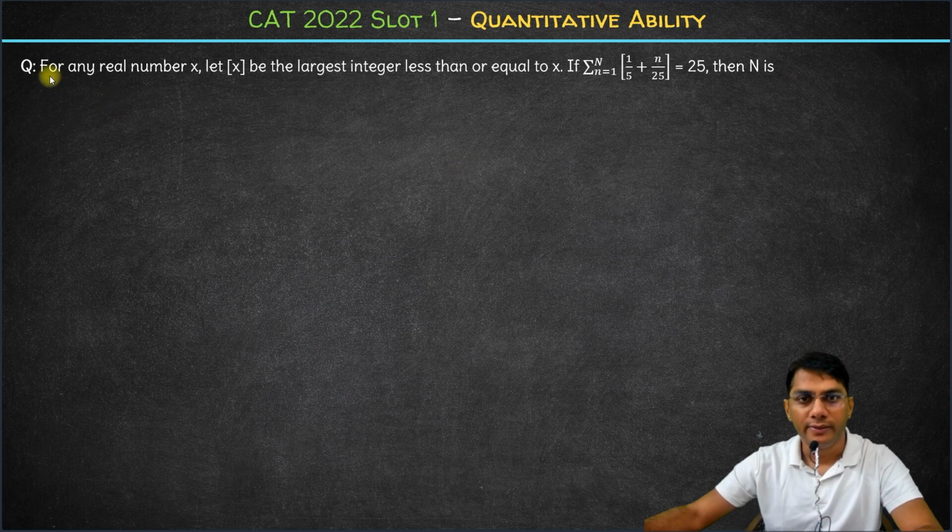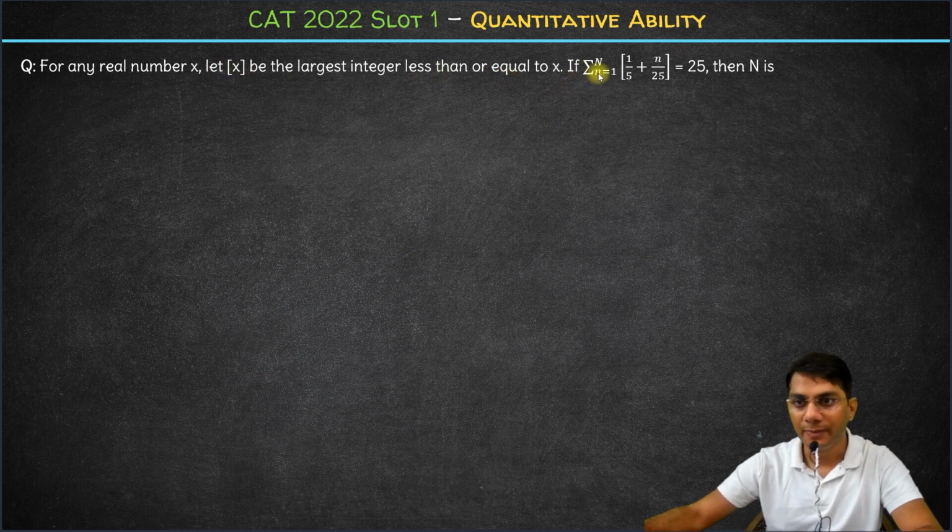Hi, so here we have: for any real number x, let [x] be the largest integer less than or equal to x. So this is basically a GIF function, the greatest integer function. The value of [x] will be the greatest integer which is less than or equal to x.